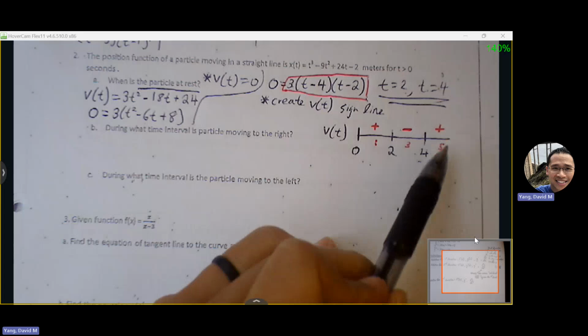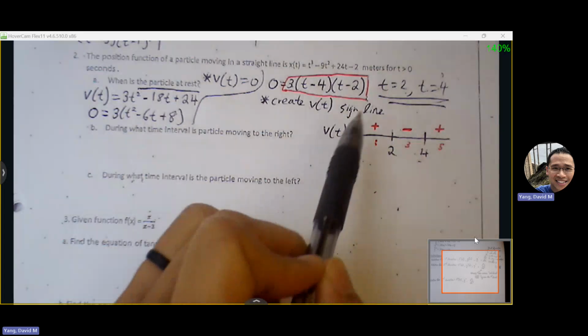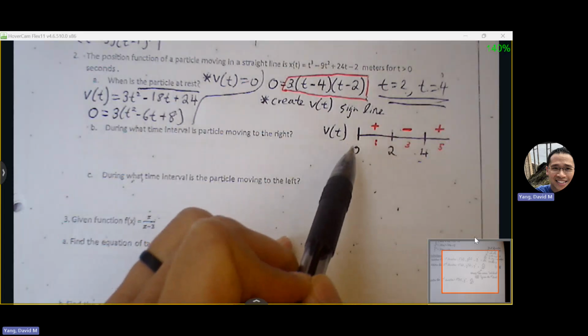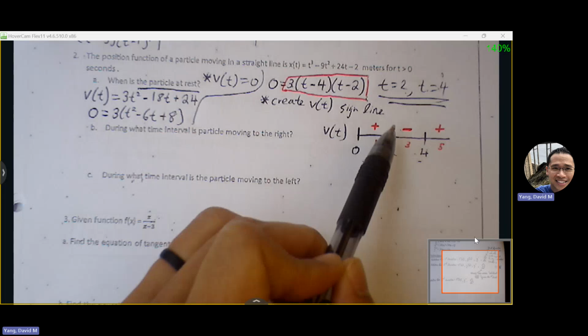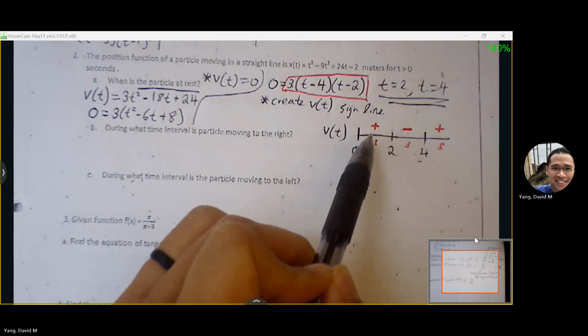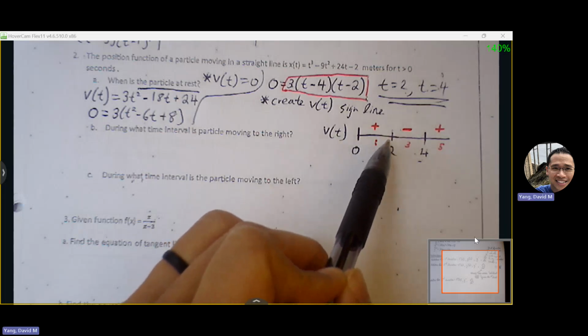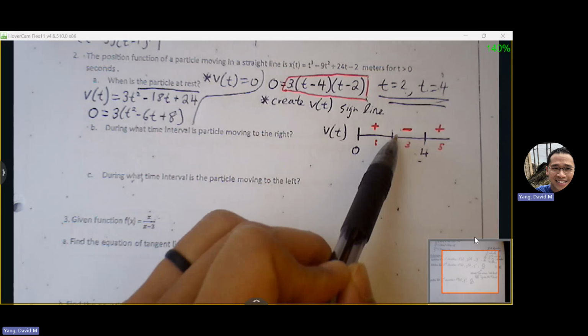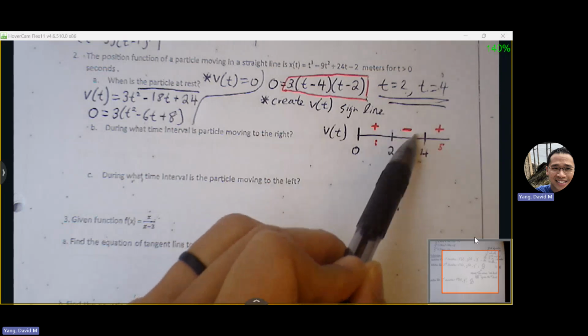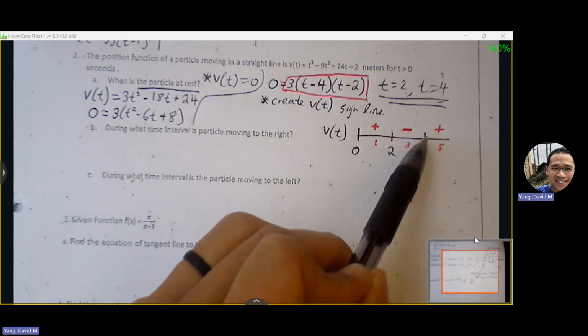So let me give you a visual of what's happening here. When the timer starts, this particle is going to start moving right for 2 seconds. After 2 seconds, it's going to stop, turn around, move left for another 2 seconds, and then turn around and move right from 4 to infinity.